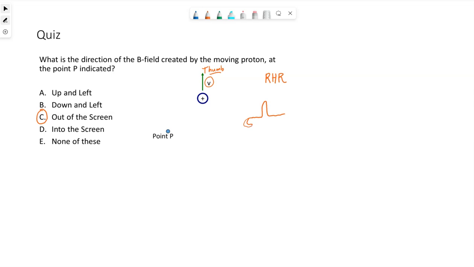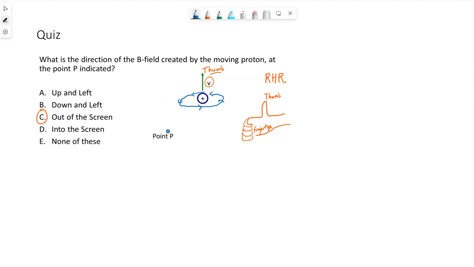Your fingers are going to be looping around kind of like this. And I apologize, I'm not the best artist. So these are your fingertips, and this is your thumb. Magnetic field is circles around a charge, so our fingertips represent which way these circles around the charge would point.